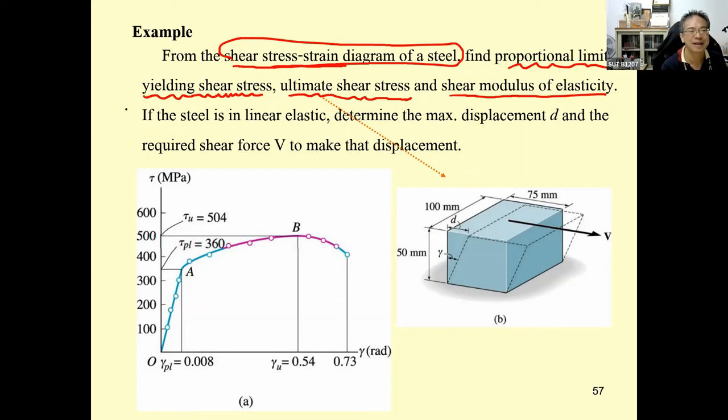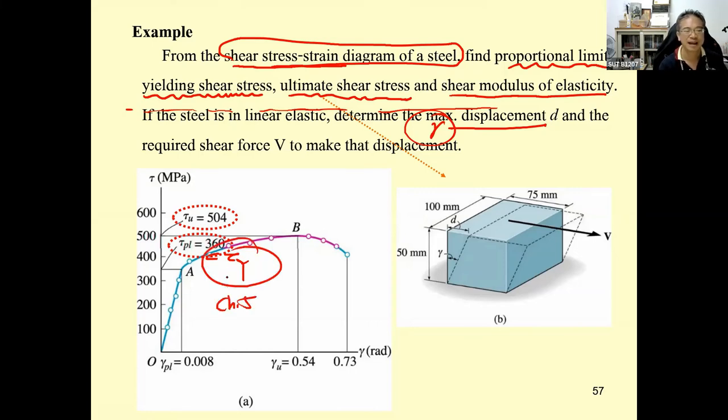The second part: if the steel is in linear elastic range, determine the shear strain and the displacement. The proportional shear stress is the same as the yielding shear stress, that means it is equal to tau sub y. This will be used again in chapter 5, and tau sub u is the same thing. For the modulus, you just use 360 divided by the proportional shear strain. You get the value of G to be 45 gigapascal.